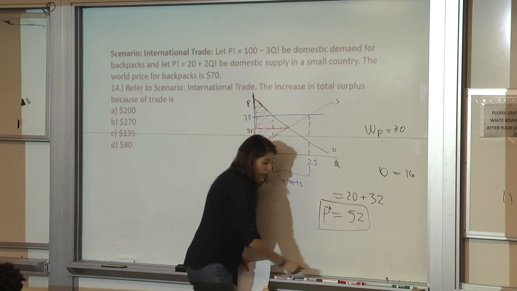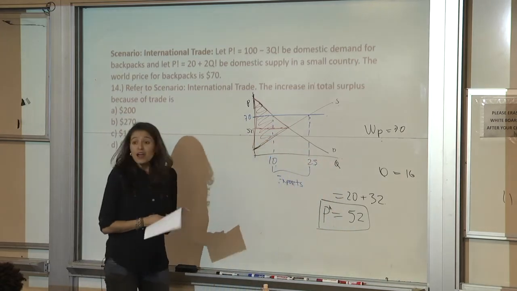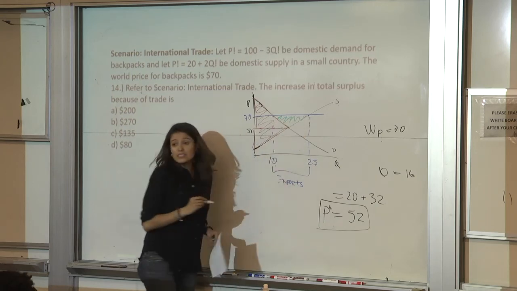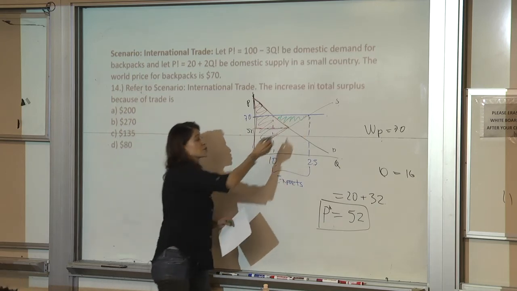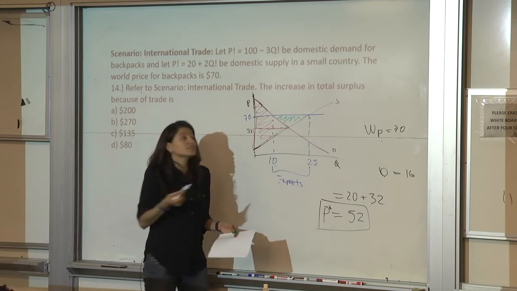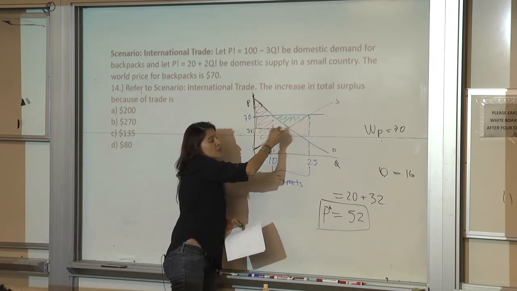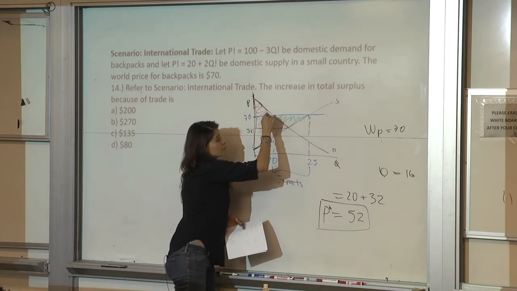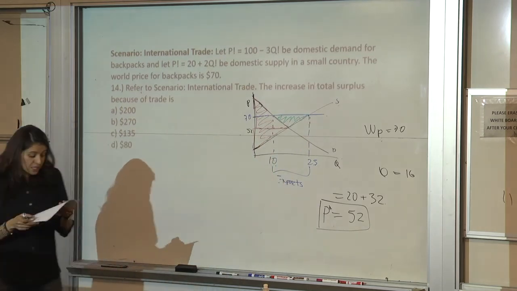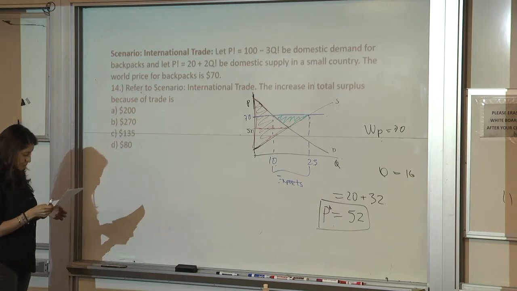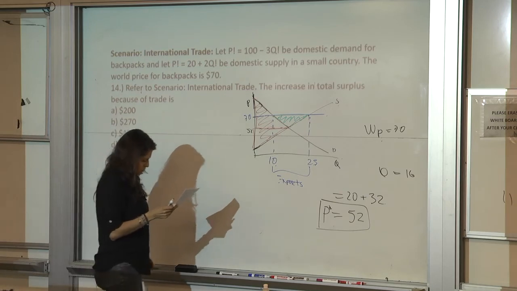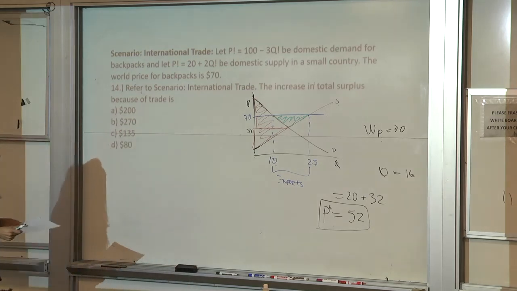When you open to trade, then you get all of this from the rest of the world, right? Because you get to sell, the producers in your country get to sell all these quantities here. And they get this price. So they get all of this, right? So the change in the total surplus, am I reading this correctly? Total increase in total surplus, yeah, okay.